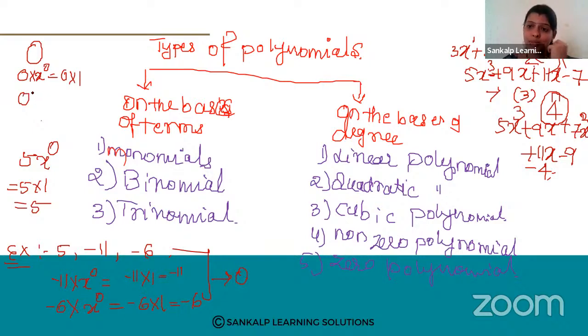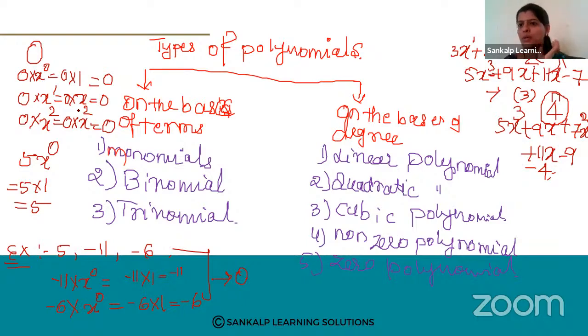Some are saying x raised to 0. Some are saying, no miss, it is not x raised to 0, it is x raised to 1. So if I write 0 into x raised to 1, what will you get? 0 into x means it is 0 only. Finally you will get 0, right? If I multiply x raised to 2, 0 into x square, finally you will get 0 only.